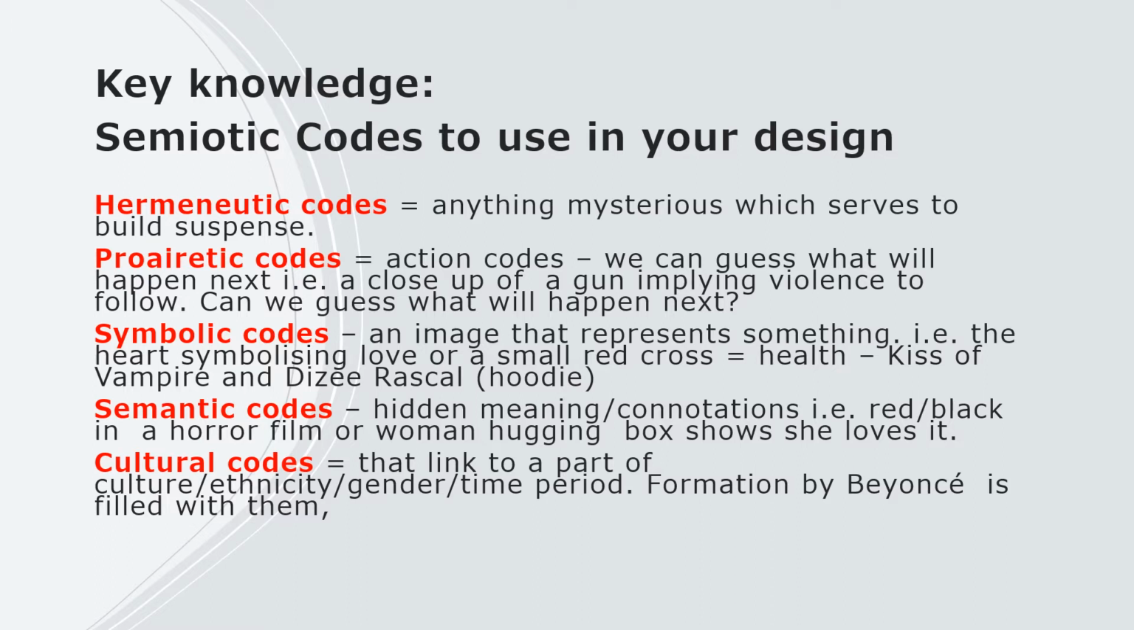So for example, a cultural code might be a link to a cafe, let's say in the background. That might indicate a British cafe, or indeed it might be a more Parisian cafe, depending on the country in which your production is actually based. So that's five different codes to look to embed into your work.